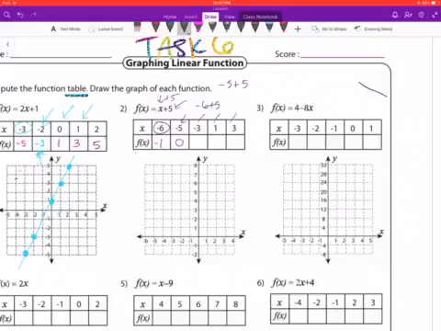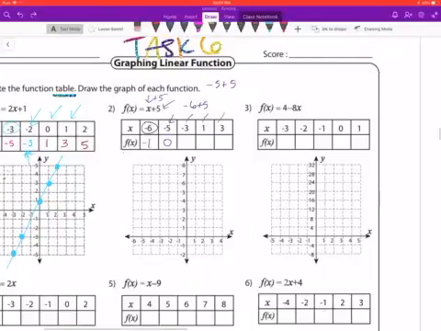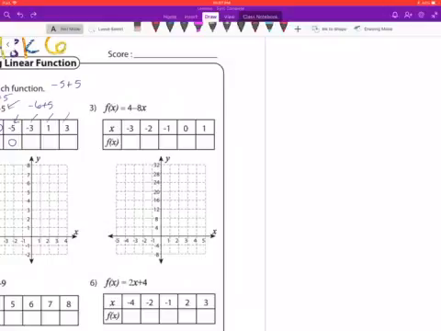All right, I'll do number 3 for you. Same thing. You're going to substitute. So y equals 4 minus 8x. Y equals 4 minus 8, and you're going to substitute for x. What's your first x? Negative 3. So you're going to put a negative 3 in here. Go ahead and do the math.